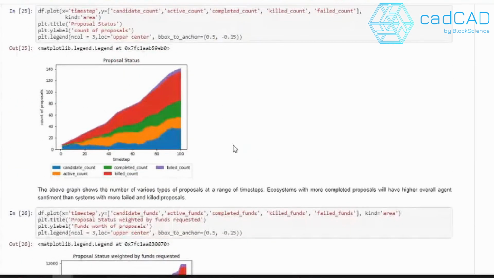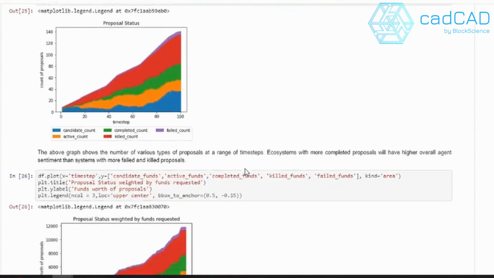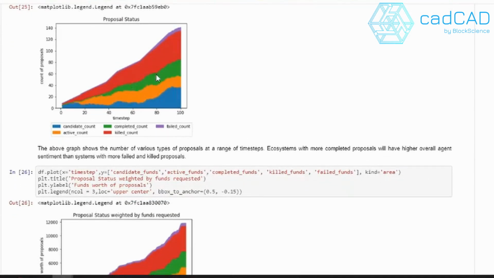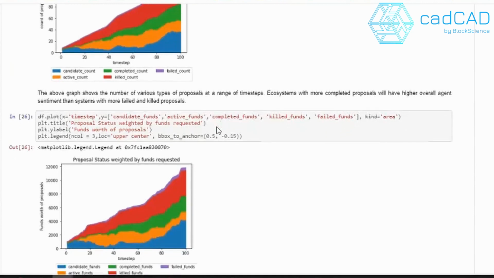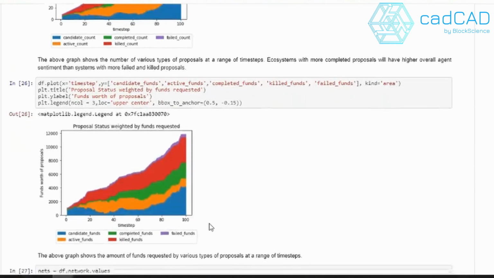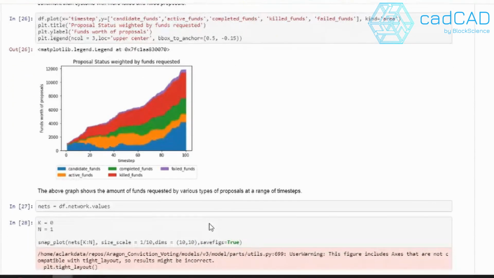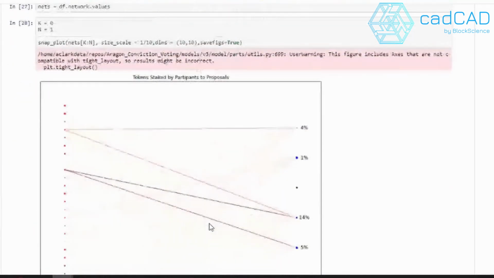Then we can see the proposal statuses here. So we can see there's been a lot that have been killed, which is red, completed is green, so that's growing as well. And then candidate is blue, so there's been a huge uptick at the end of the simulation here on new things being there. And then there's failed and things as well. So you can see the dynamics of the system and how it's expanding over time as more participants and proposals are happening, and seeing that there's actually successful proposals passing. And you can see here as well the amount of funds that have been requested, those sorts of dynamics. So a little bit lower here.